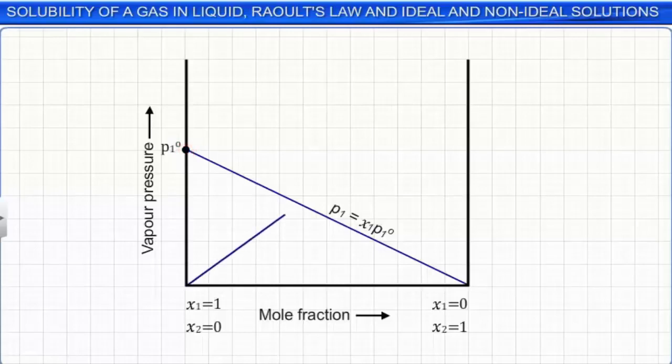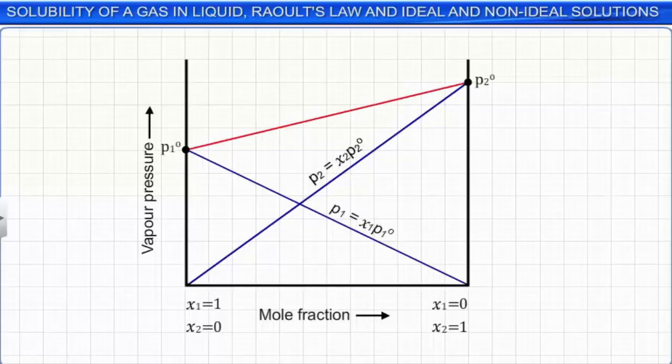Similarly, a plot for the component 2 corresponding to the equation P2 equal to x2 P2 naught on the same set of axes is represented as shown here. Now, as can be seen from the curve, the vapor pressure of the pure component 2 is higher than that of the pure component 1. This means that the component 2 is more volatile than component 1.